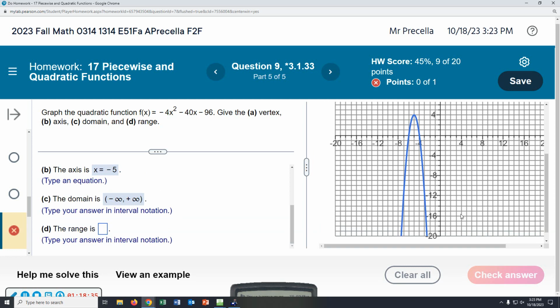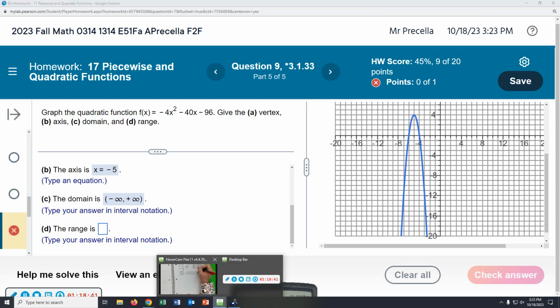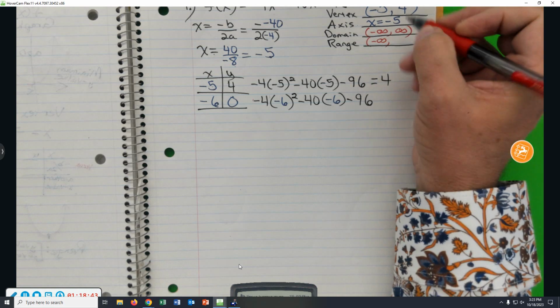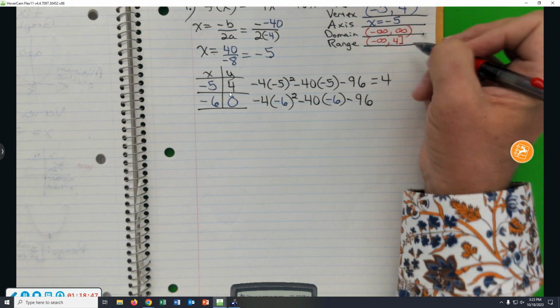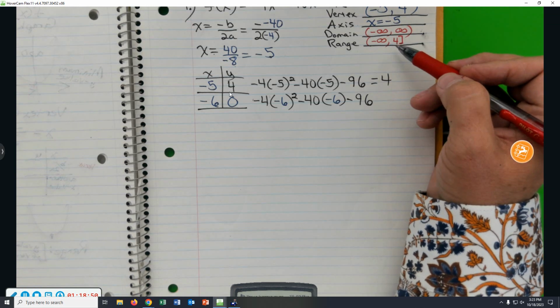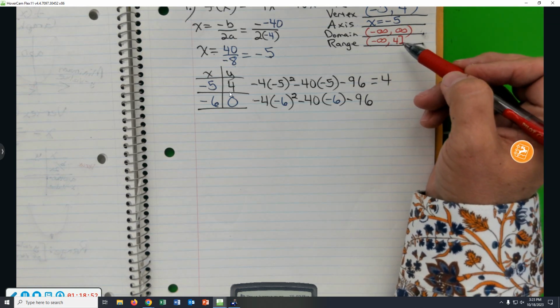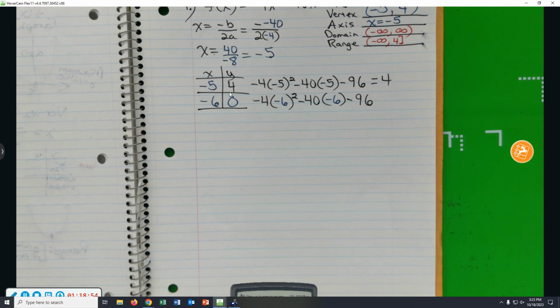To my paper right here. From negative infinity up to the y value of the vertex, which is 4. And we use a bracket after the 4 because 4 is used as a y value. We have a dot there for the vertex.